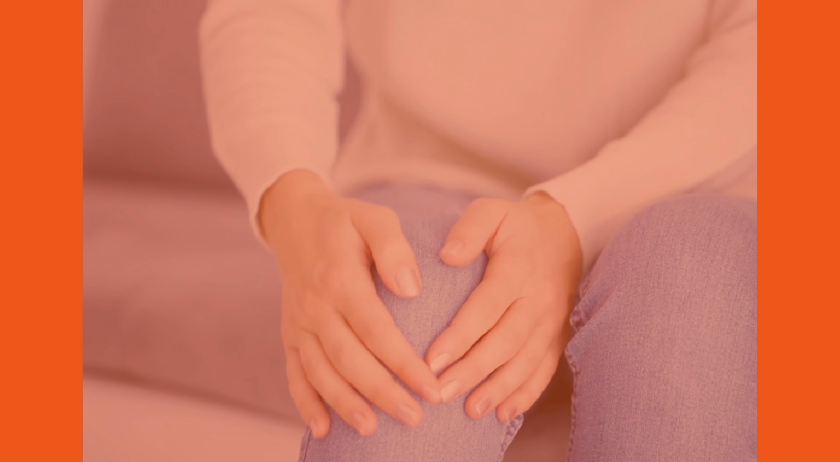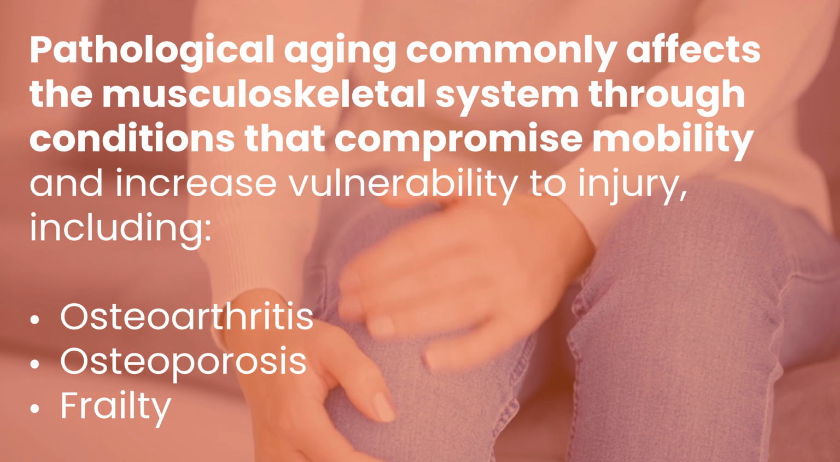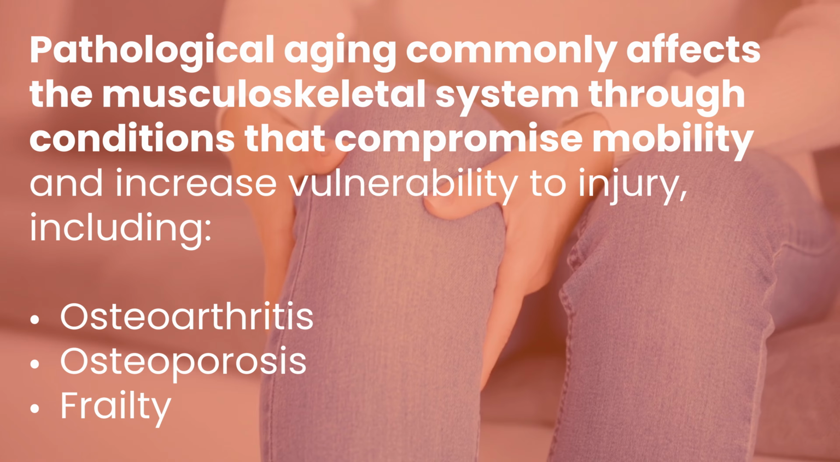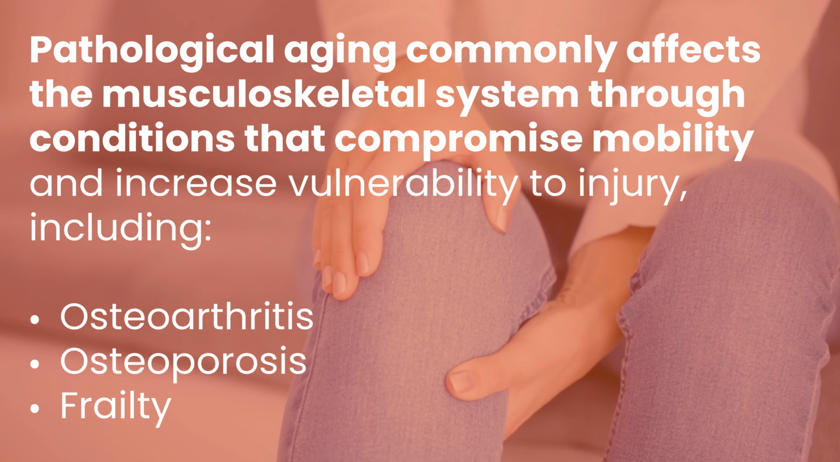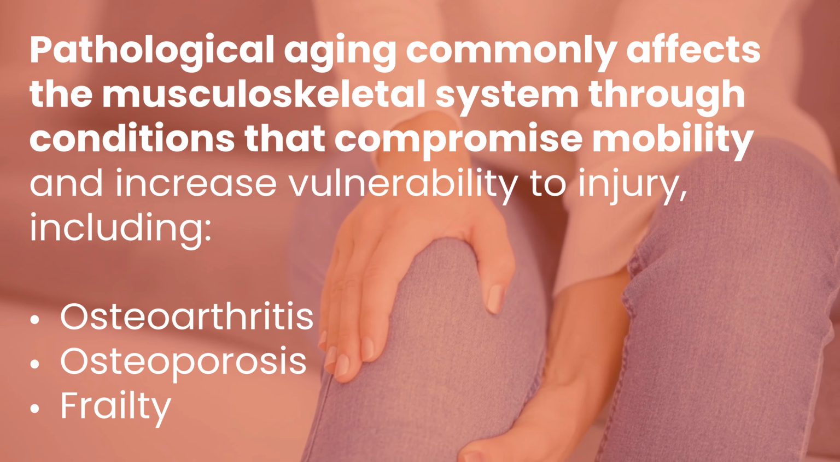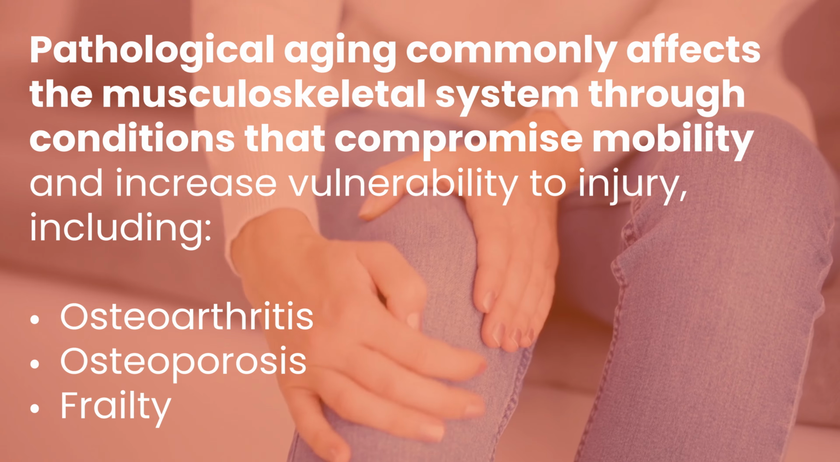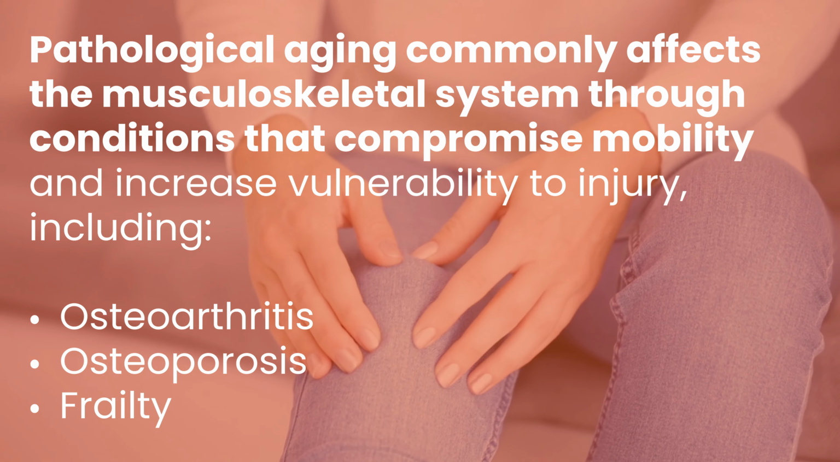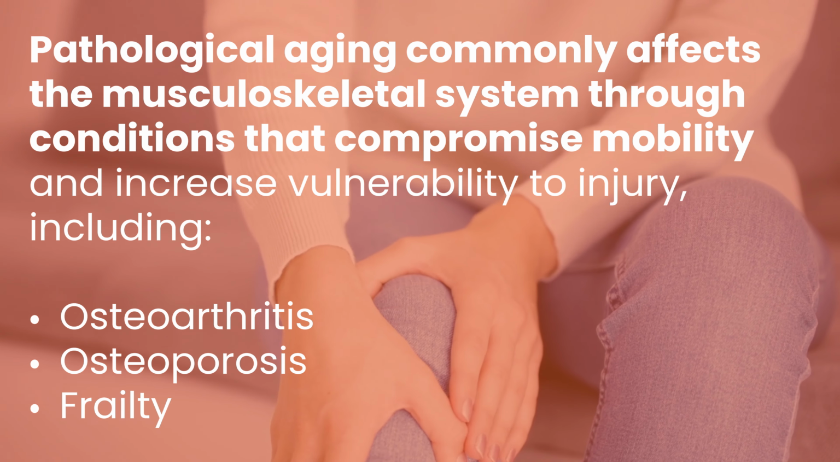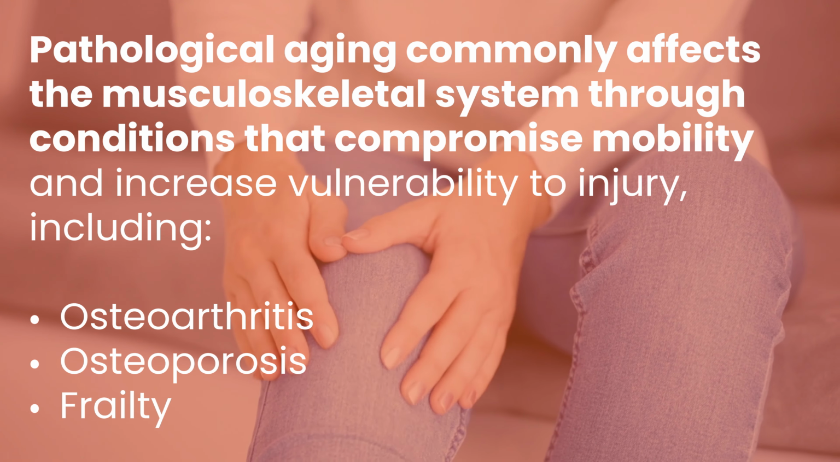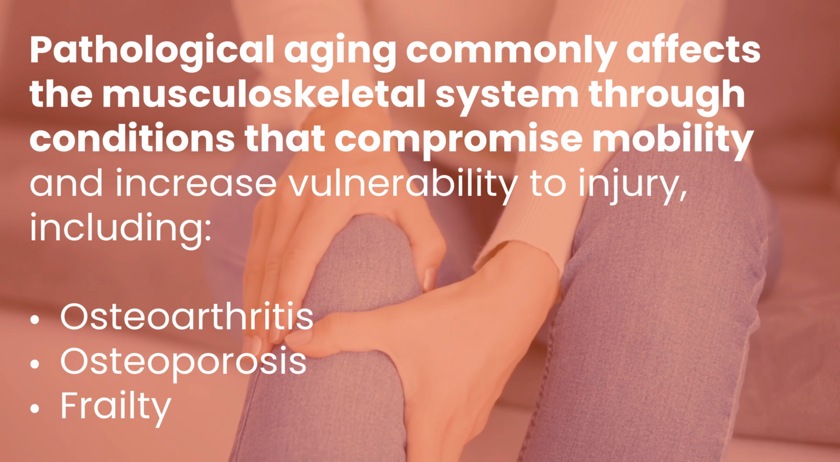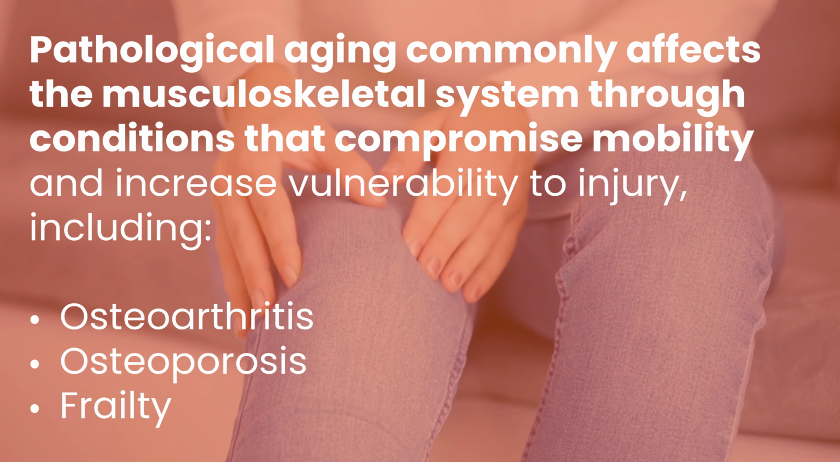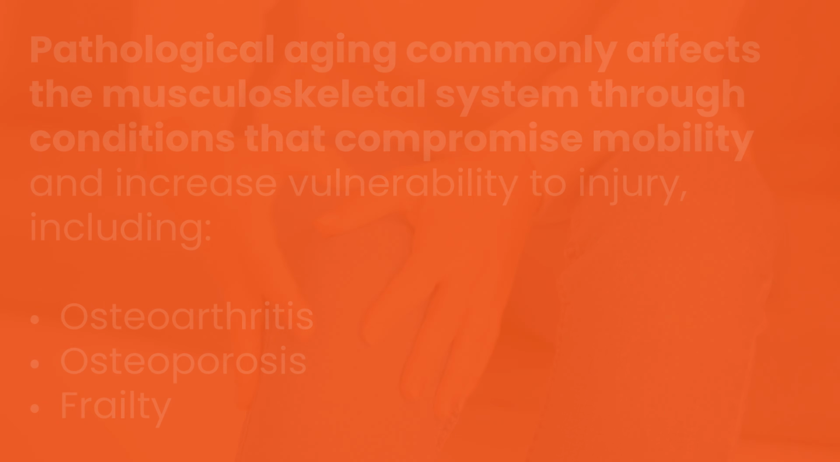Pathological aging also commonly affects the musculoskeletal system, particularly through conditions that compromise mobility and increase vulnerability to injury. Key conditions include osteoarthritis, which involves joint degeneration and chronic pain, osteoporosis, characterized by reduced bone density and increased fracture risk, and frailty, a clinical syndrome marked by weakness, weight loss, fatigue, and reduced resilience.